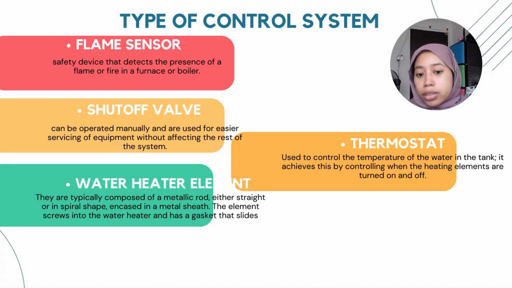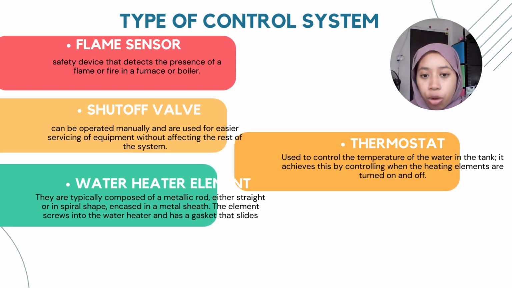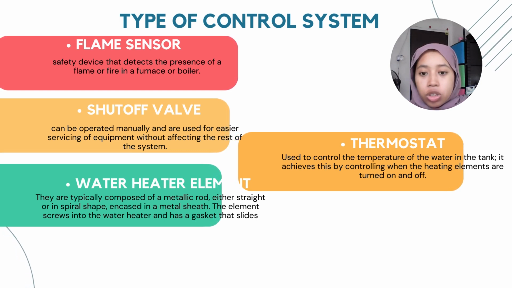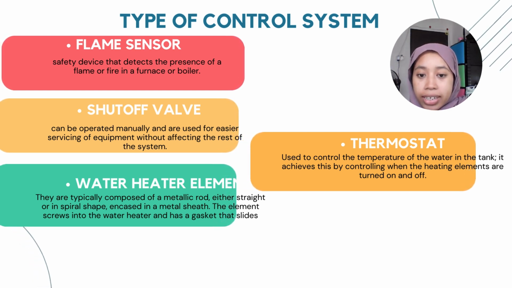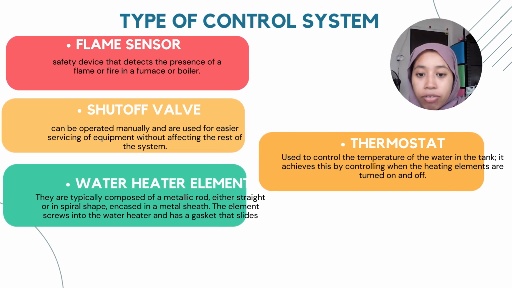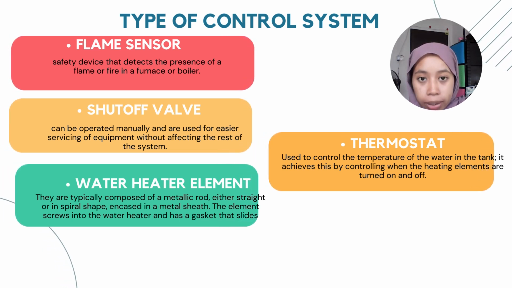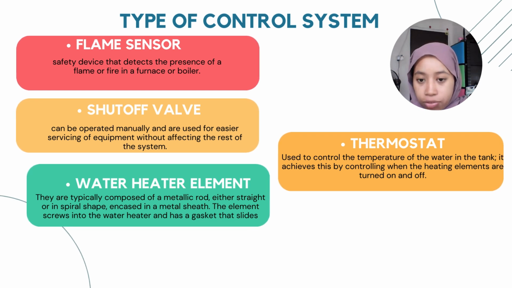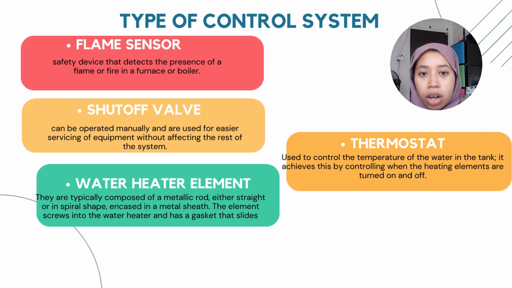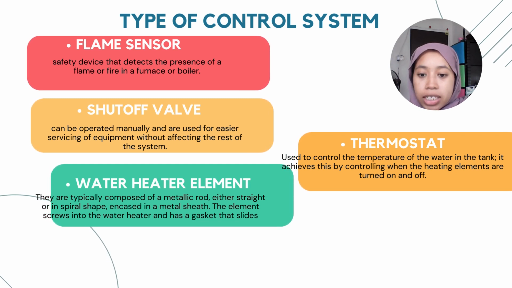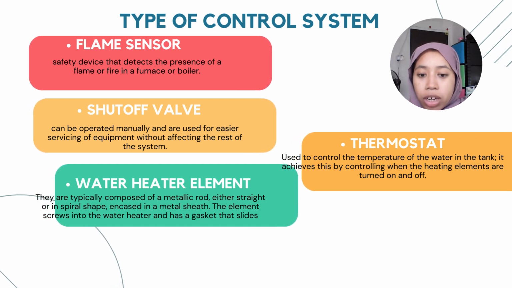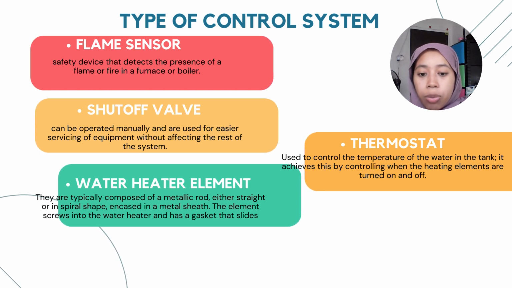Next we discuss the types of control system. We have 4 types and their functions. First, the flame sensor. A flame sensor is a safety device that detects the presence of a flame or fire in a furnace or boiler. Second, the shut-off valve. A shut-off valve can be operated manually and is used for easy servicing of equipment without affecting the rest of the system. Third, the water heater element.